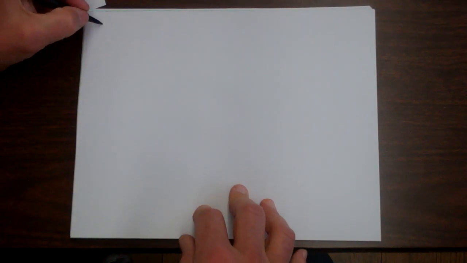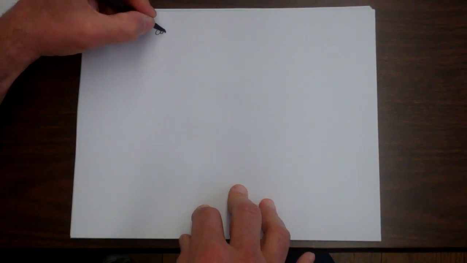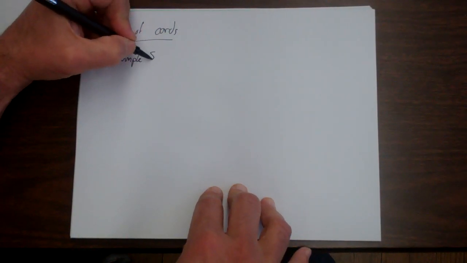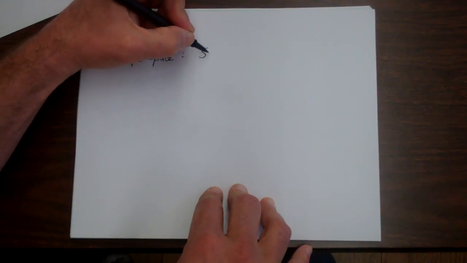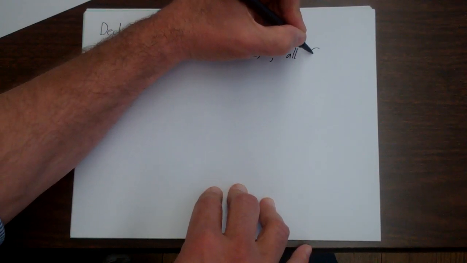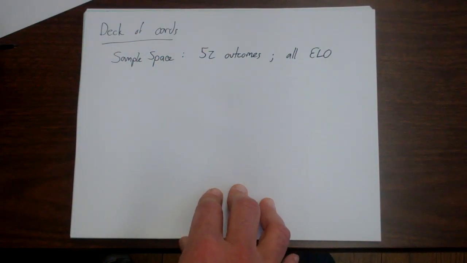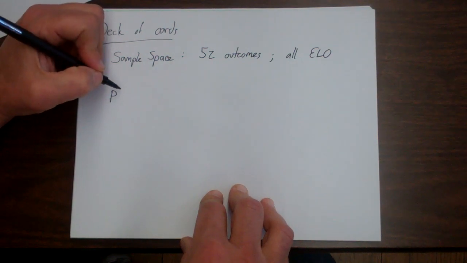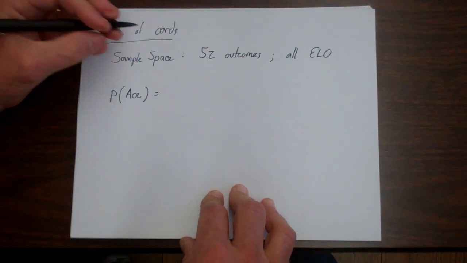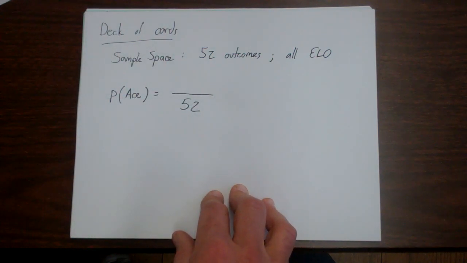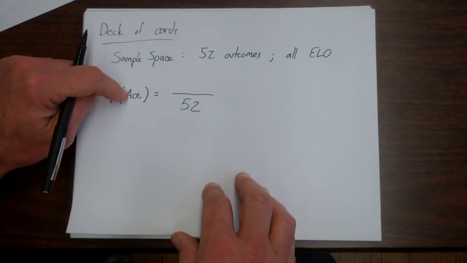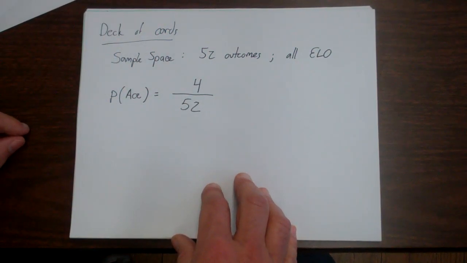Let's think of a deck of cards. A deck of cards, the sample space has 52 outcomes. And they're all equally likely. So you can think about what's the probability that you get an ace. Since they're ELO, then the denominator will be 52, right? That's the total number of outcomes in the sample space. And on top here would be the number of ways you get an ace. So how many aces are in a deck? There's 4. So it would be 4 out of 52.